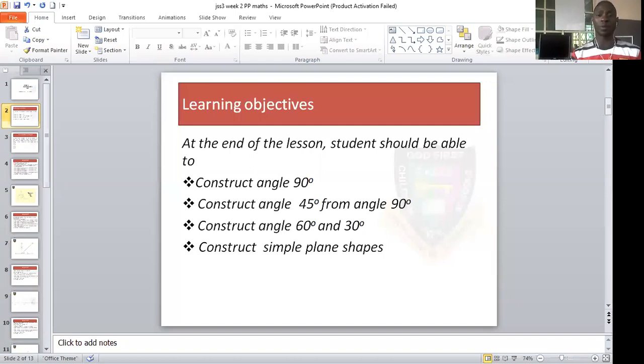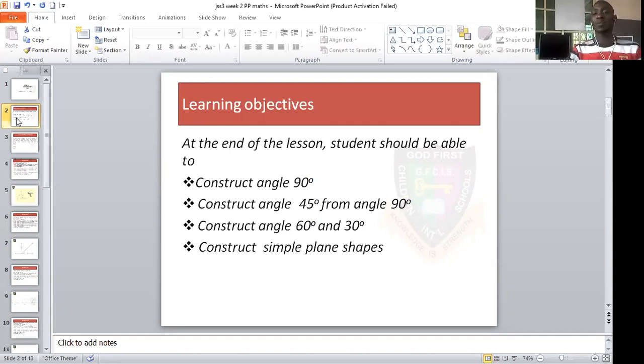But before I go into the lecture, I would like to share with you the learning objective of this topic. At the end of the lesson, students should be able to construct angle 90, construct angle 45 from angle 90, like I said earlier, by bisecting angle 90, and construct angles 60 and 30 degrees, that is, bisecting angle 60 to give you 30, and construct simple plane shapes. The simple plane shapes are probably like the triangle, the square, the rectangle. These are just simple shapes that you can construct, given a length of the side and an angle.